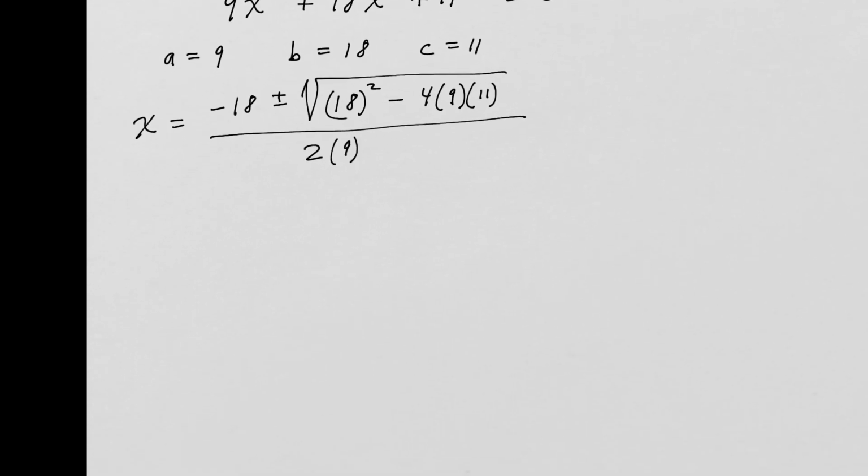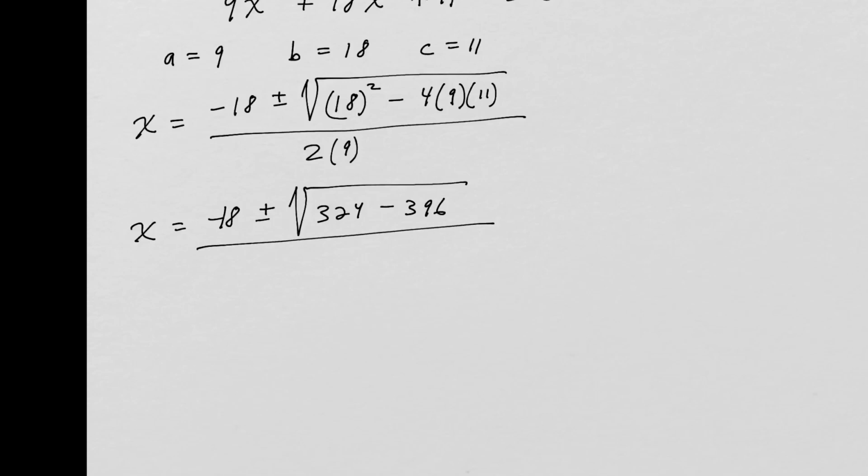Okay, so now, again, I have a little bit of work to do here, right? So inside the radical, or underneath the square root, well, 18 squared, you can just do this on a calculator, is going to be 324. And then I have minus 4 times 9 times 11, which is 396. All over 18. But 324 minus 396 is negative 72.